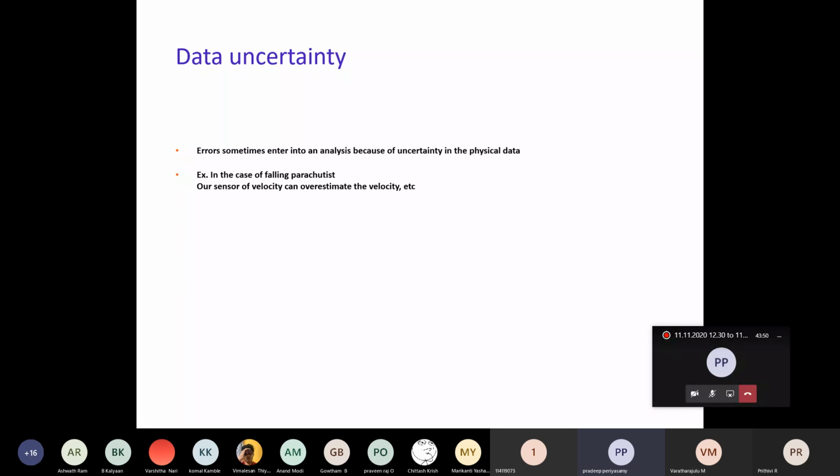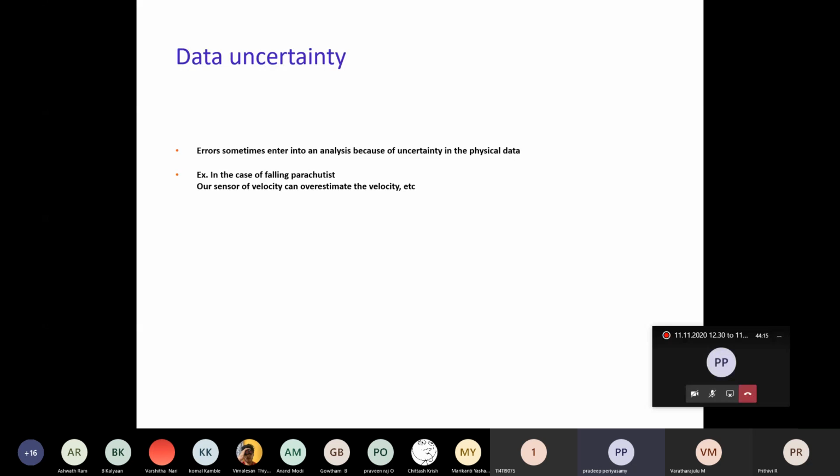And also data uncertainty. Errors sometimes enter into analysis because of uncertainty in the physical data. Uncertainty in the physical data is in the sense that we have to depend on a solution for the data which we are providing, but when there is an error in the data which we are providing, that's related to uncertainty.